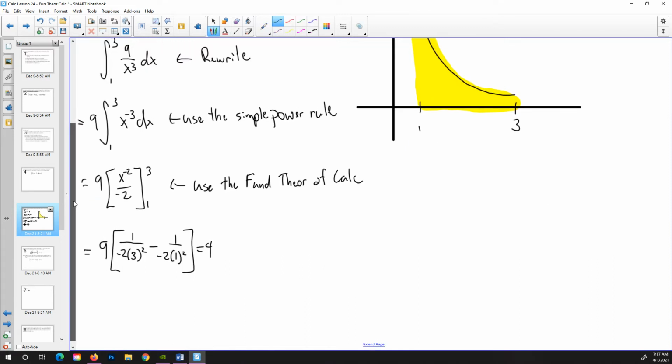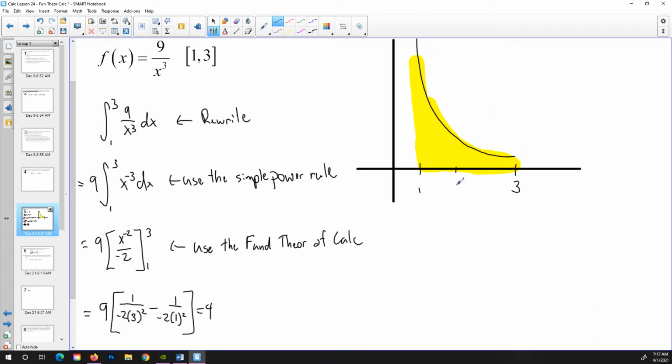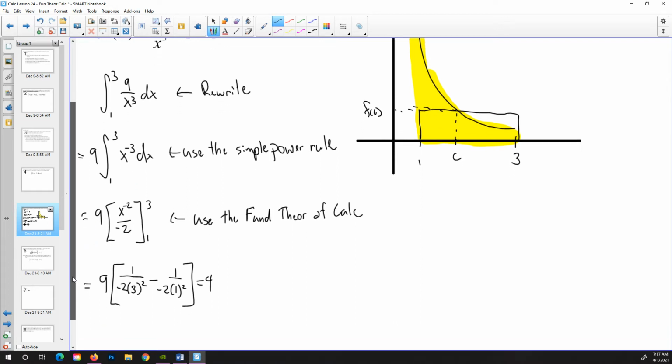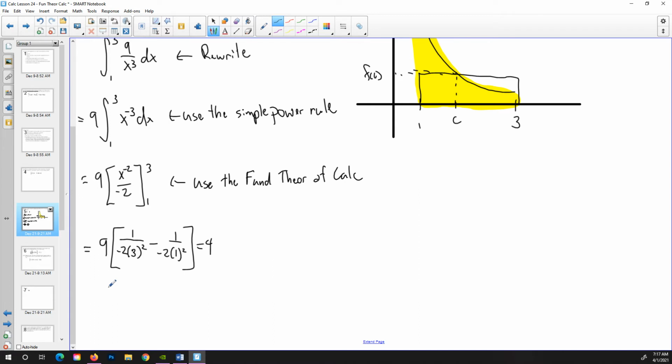The mean value theorem says that there has to be some value c here that when I calculate this f of c and I make the rectangle here, that area also has to be 4. So we got to find that. Shouldn't be too hard.